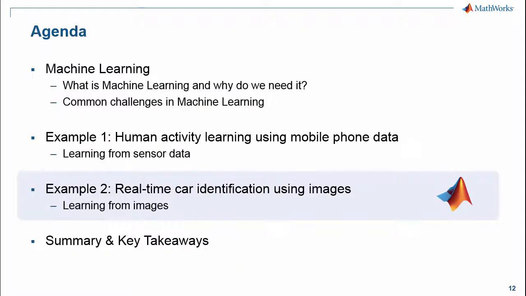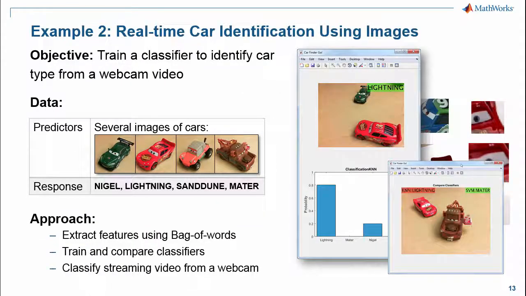Let's go through another example where we'll train a machine learning model using image data. The objective of this example is to train a classifier to automatically detect cars from webcam video. The data consists of several images of 4 different toy cars. The response or the output is a label for each of these 4 cars.